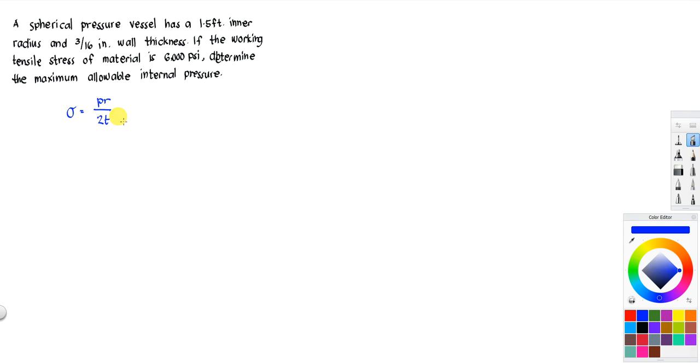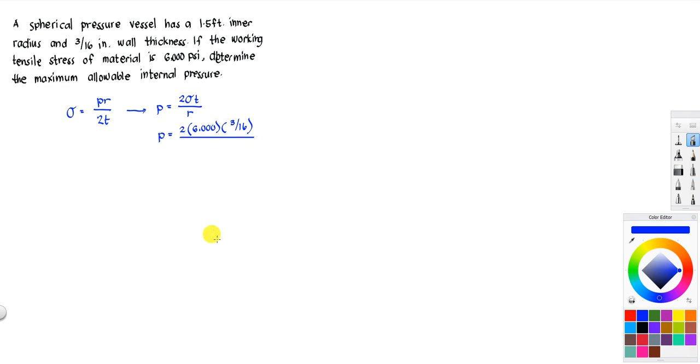But this time we are just looking for the P. So rearranging for the P, we can have it as 2 sigma T all over the R. So P is equal to 2, and our working stress is 6,000 psi, and then the thickness is 3 all over 16, all over the radius.